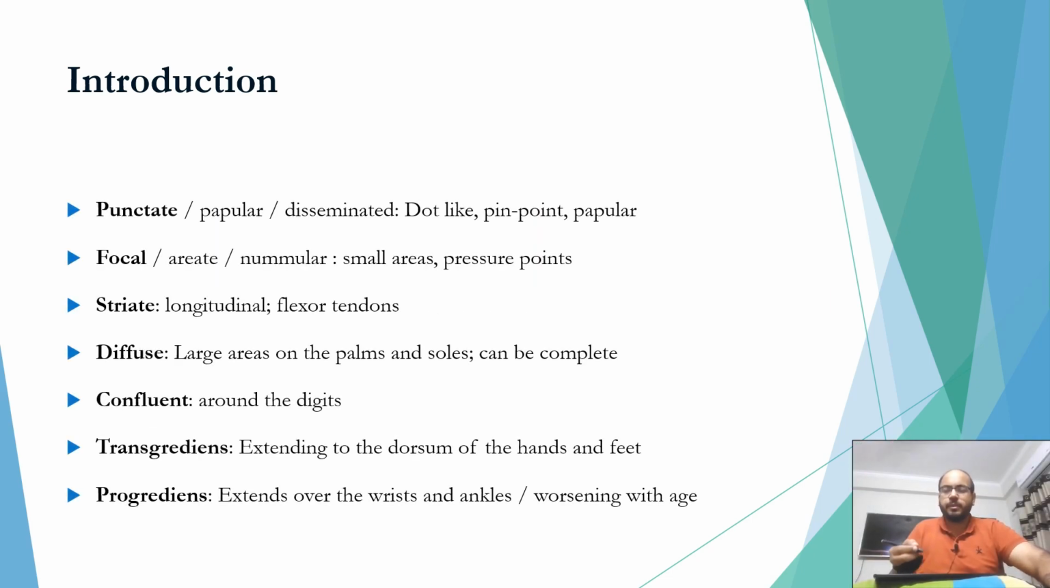Now, before we start a discussion on PPKs, there are some points or some definitions or some words that we need to familiarize ourselves with. Okay, the first one is punctate. Punctate means like a puncture wound, point-like. It is also known as papular or disseminated type, in which the keratoderma or the keratin material, or you could say the thickening, is dot-like, pinpoint, and papular. Okay, so it's like a dot. Focal keratodermas, also known as areate or nummular. Nummular means disc shape, like nummular eczema. Here, there are small areas, especially over pressure points, which are thickened.